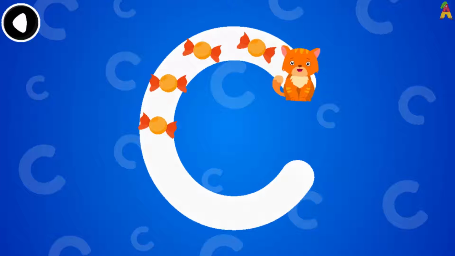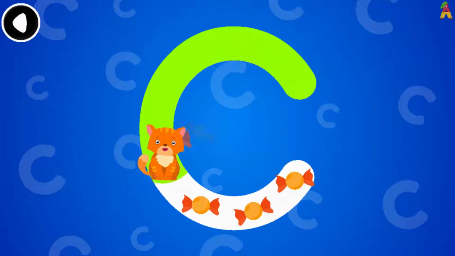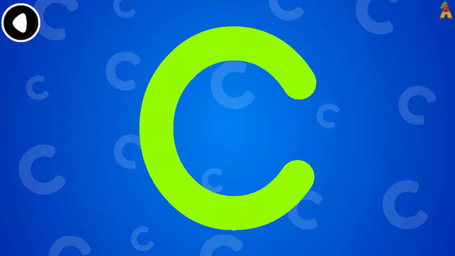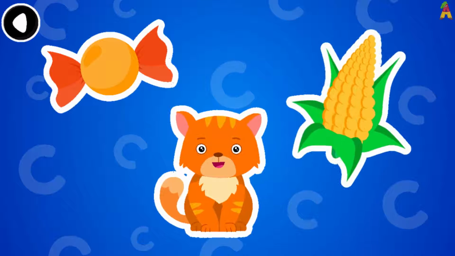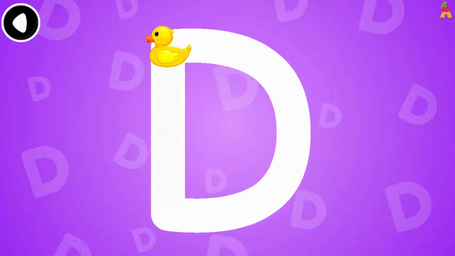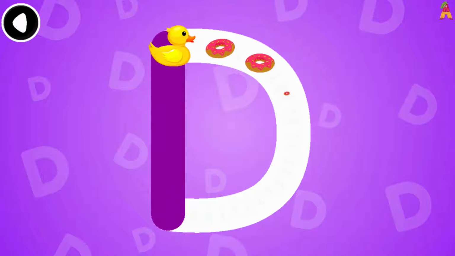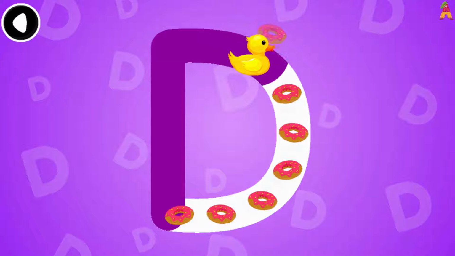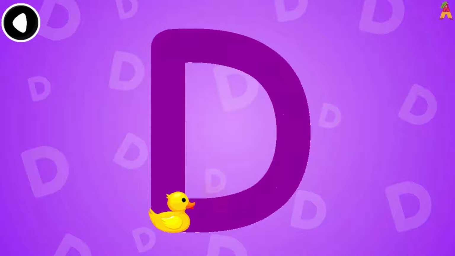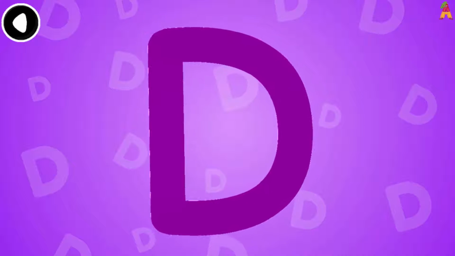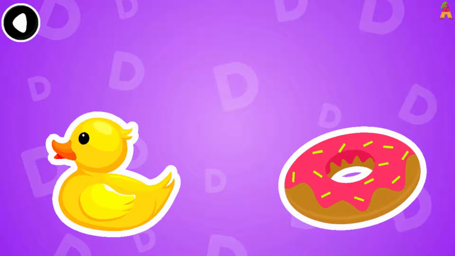This is the letter C. C is for candy, cat, corn. This is the letter D. D is for duck, donut, dolphin.